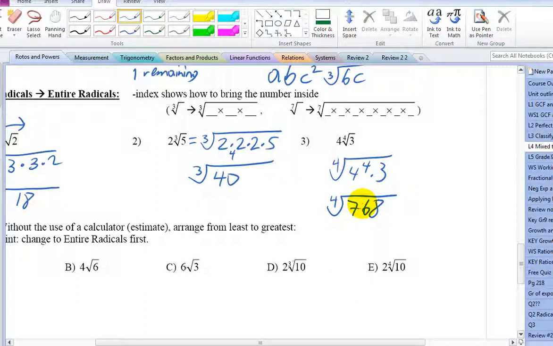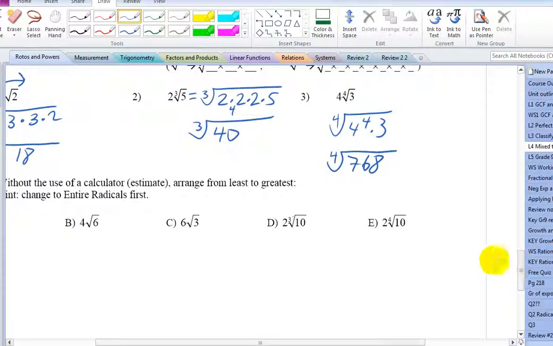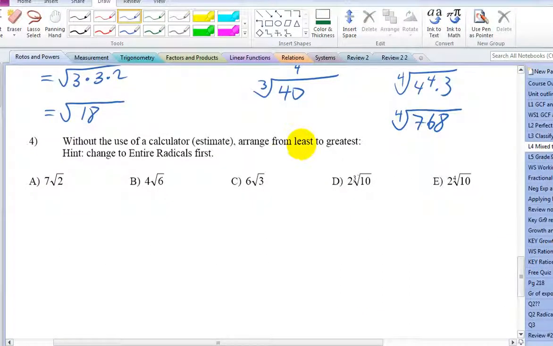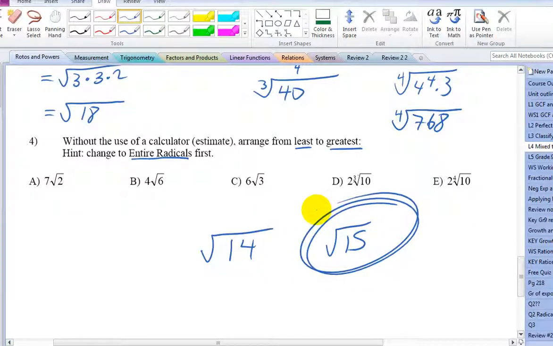So what we're going to do then, without the use of the calculator, is estimate and arrange from least to greatest. What we want to do is change to entire radicals first. Because if you have square root 14 and square root 15, which one's bigger? Yeah, the one with the bigger number. Now if you have square root 14 and cube root 10, do you know right away which one's bigger? No. Here you have to find some approximate values.